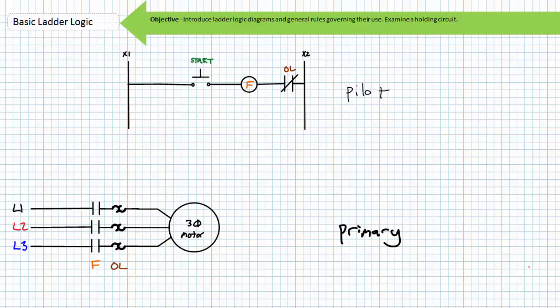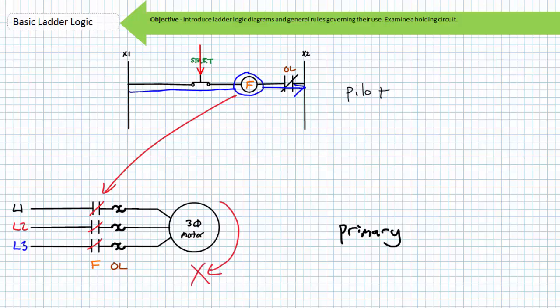Note this pilot schematic includes normally closed overload elements in series with the normally open start push button and the F coil. Consider the significance of this arrangement. Consider an operator pressing the normally open start push button, which energizes the F coil, which closes the primary F contactor. The motor is energized and begins rotating.